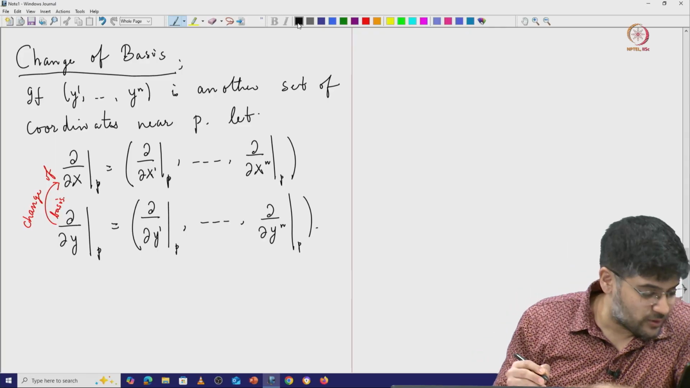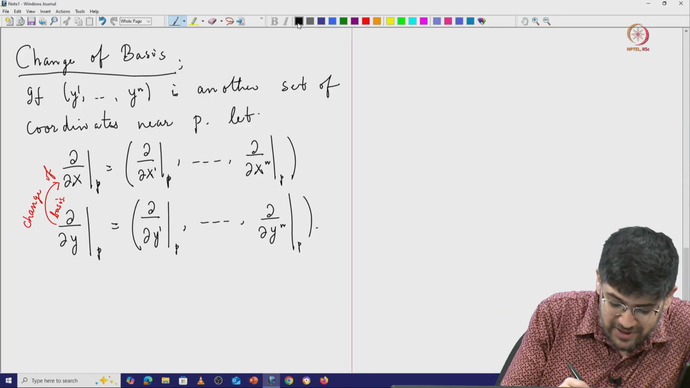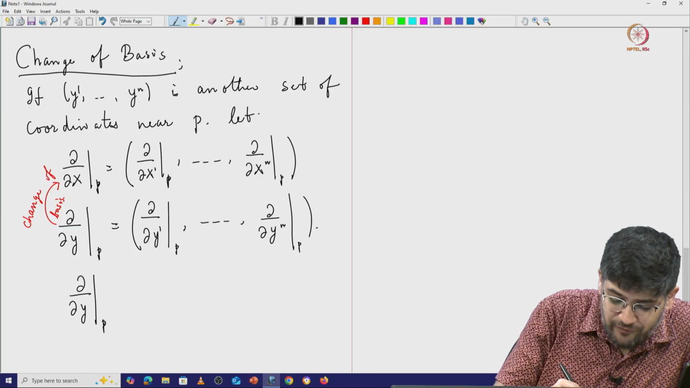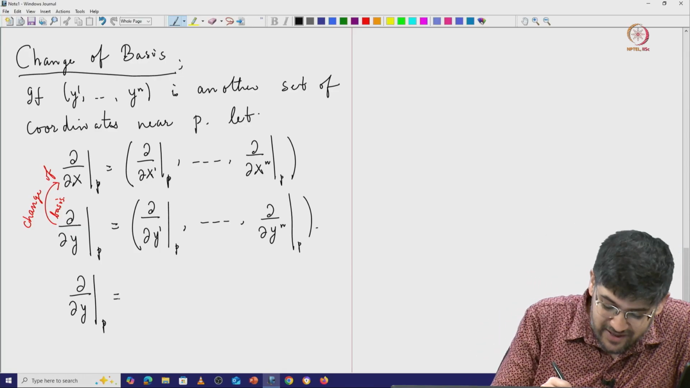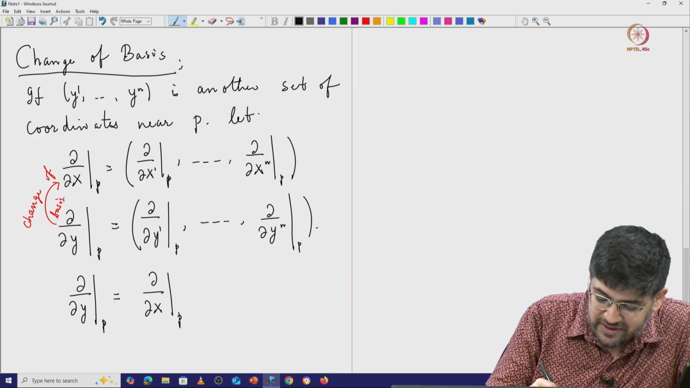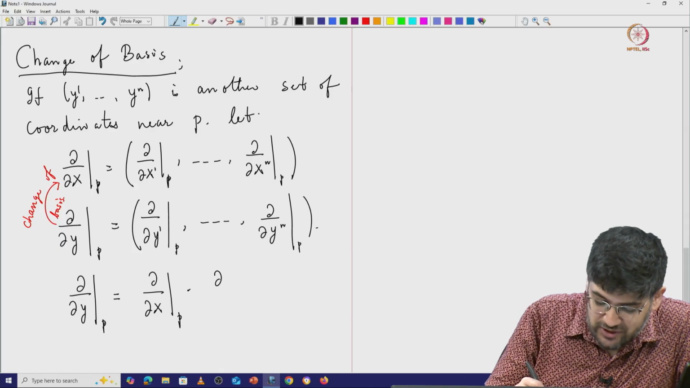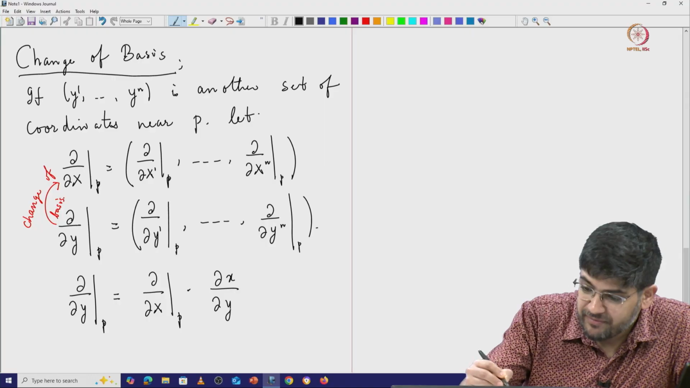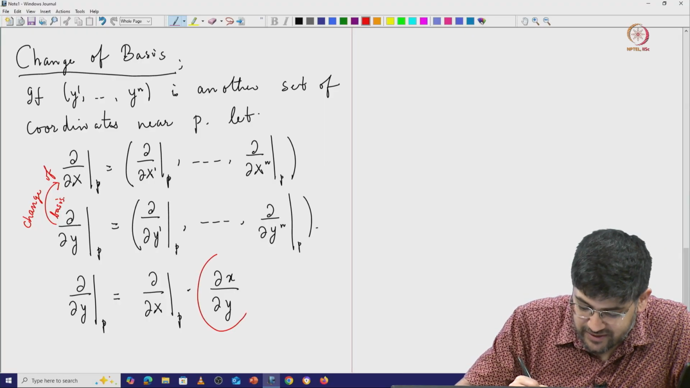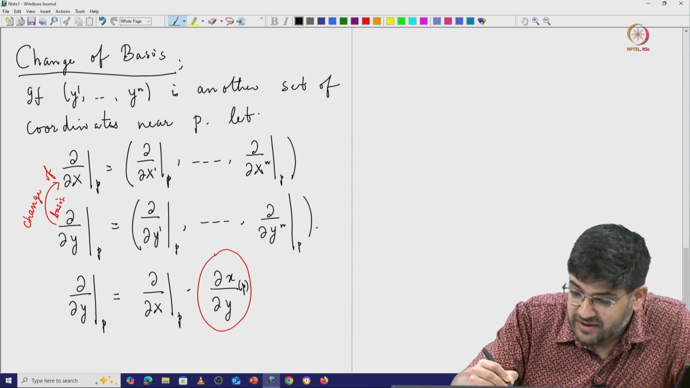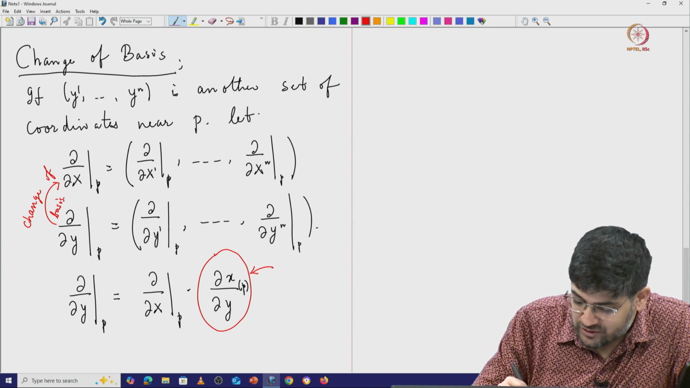So the formula is quite simple and elegant. The row vector consisting of the y basis is simply given by multiplying the row vector consisting of the x basis with what is called the Jacobian matrix. Okay, so this is the Jacobian matrix evaluated at P. So this is the so-called Jacobian matrix.